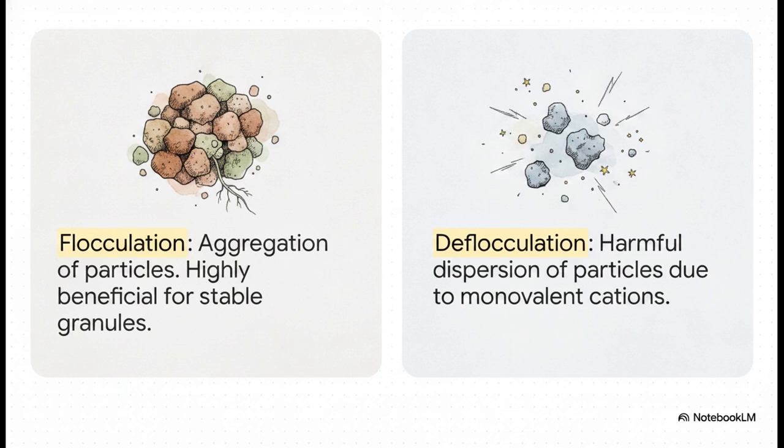On the exact opposite side of the spectrum, we have deflocculation. This is the harmful dispersion of particles. It happens when highly hydrated monovalent cations like sodium ions associate with the particles. Sodium is just too loosely held and doesn't effectively reduce the electronegativity, causing the particles to continuously repel each other. They act entirely independently, and it absolutely destroys the soil structure.